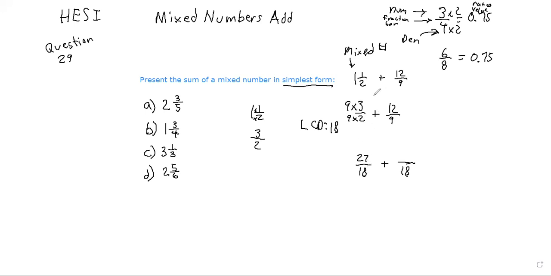Why? Because if I divide 3 by 2, I'm going to get a ratio value. And if I divide 27 by 18, I'm going to get the same ratio value. So because they have the same ratio value, they're equivalent fractions.